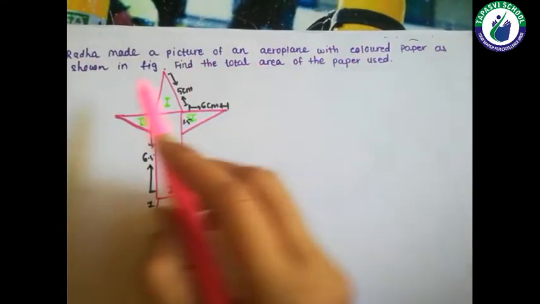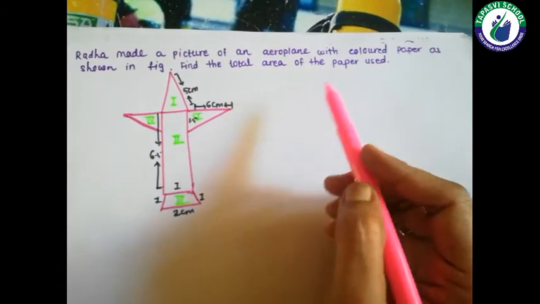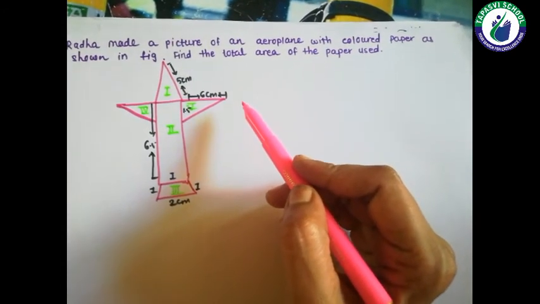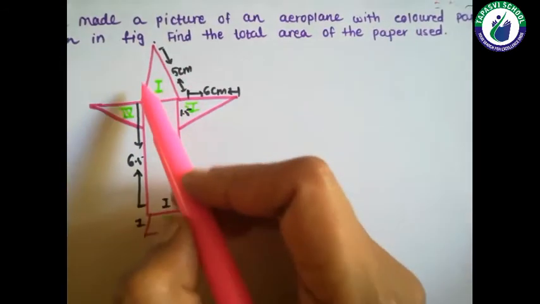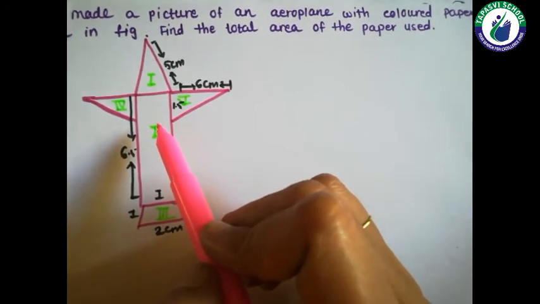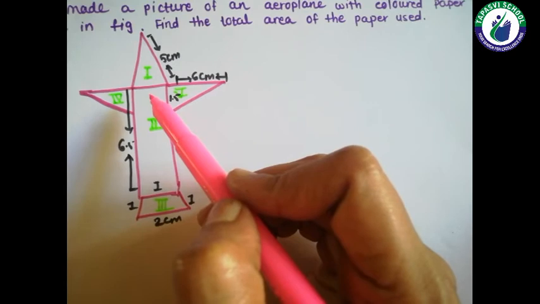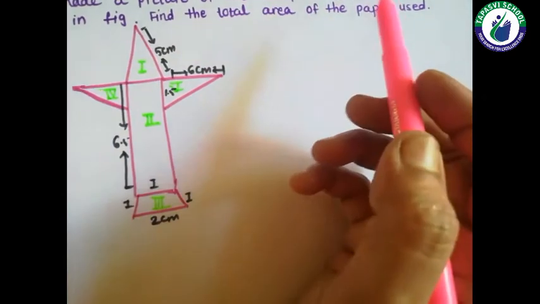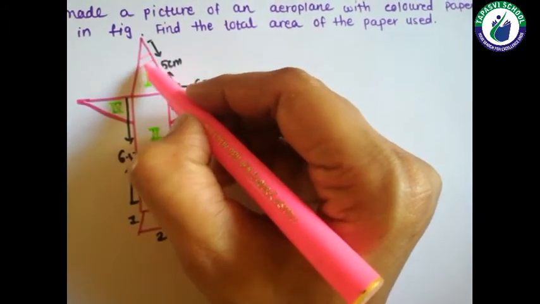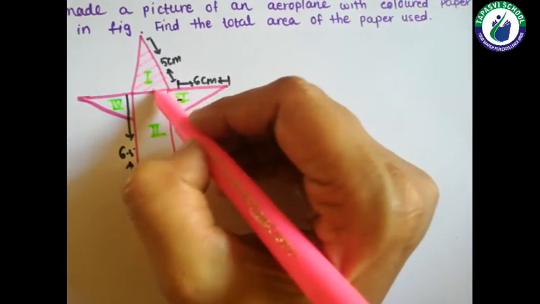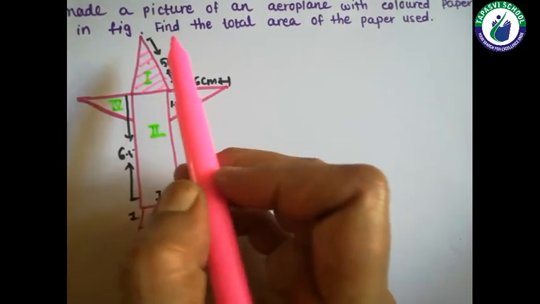Now in question number 3 it is given, Radha made a picture of an aeroplane with colored paper as shown in the figure. Find the total area of the paper used. So this type of plane she is making by using colored paper. So how much paper is used to prepare this, that we are supposed to find. So here our first shape is in triangle shape. So first of all we will find the area of this triangle.